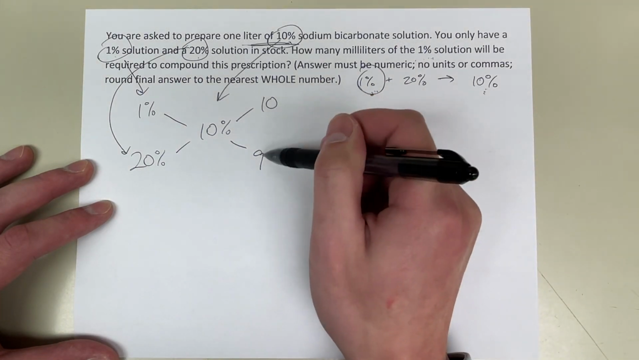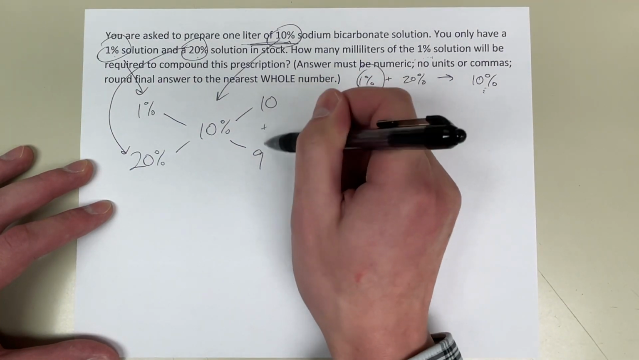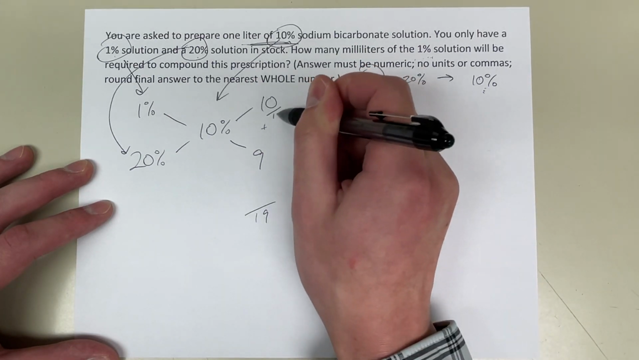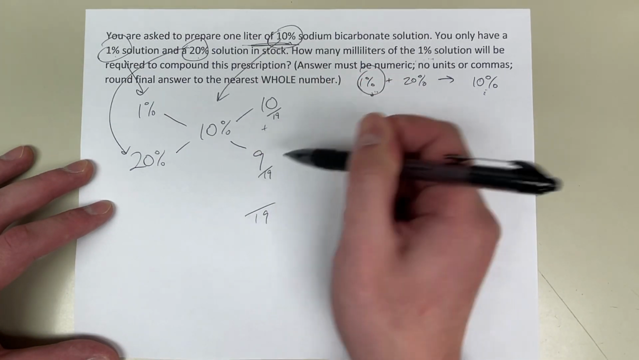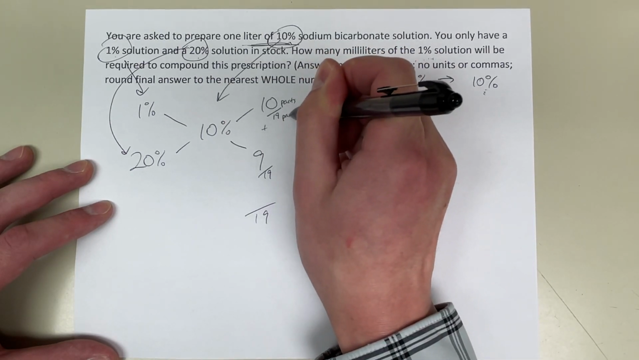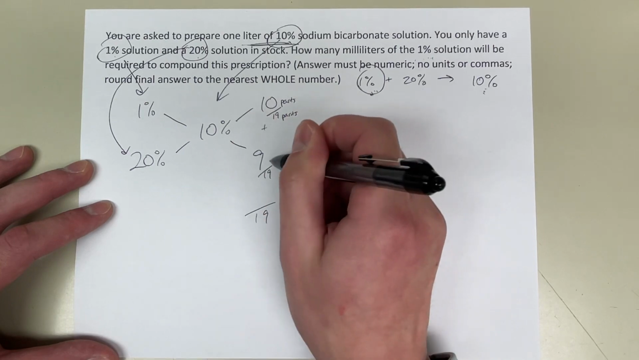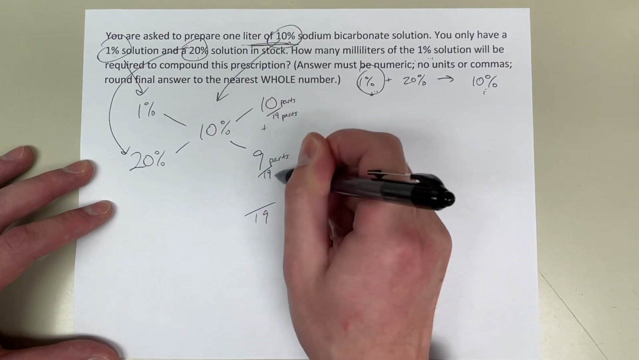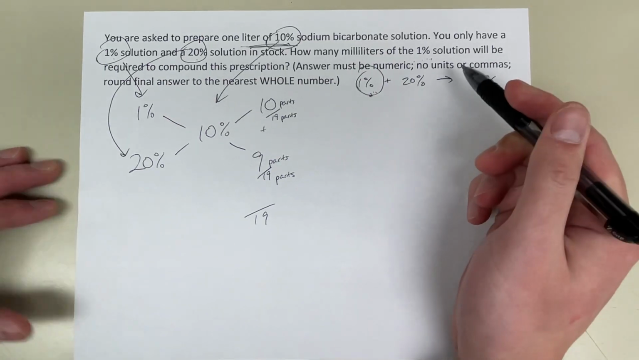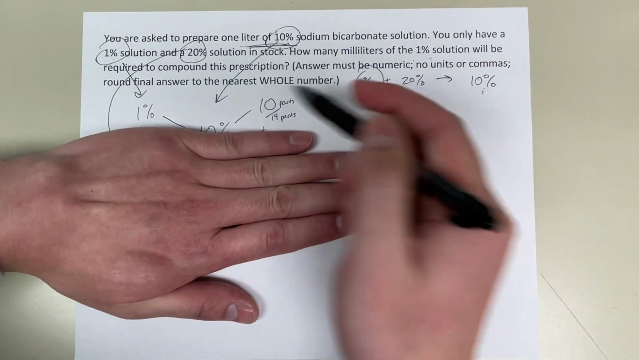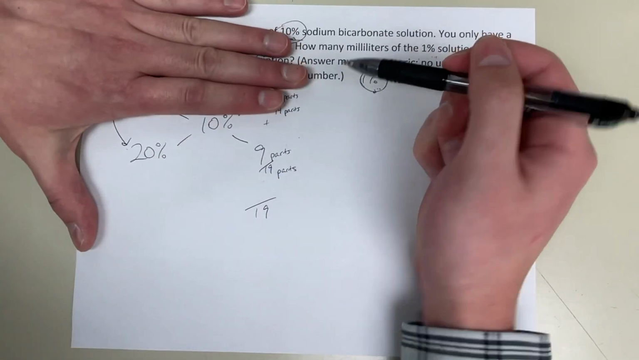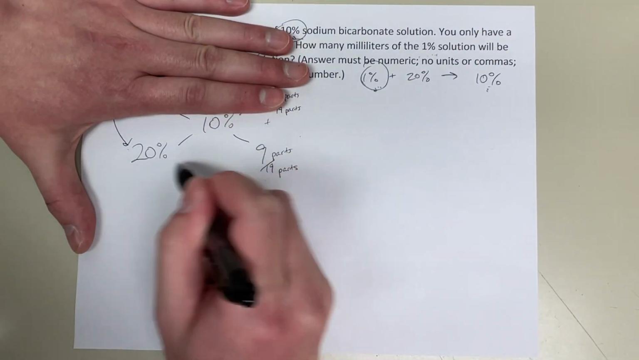And so I'm going to add these two up here, so that's 10 plus 9 is 19. So I'm going to put these both over 19. Right, so this represents 10 parts over 19 parts, and this bottom half refers to 9 parts over 19 parts, right? And make sure you understand the top half here represents how much of the 1% solution, and then the bottom half here represents how much of the 20% solution.